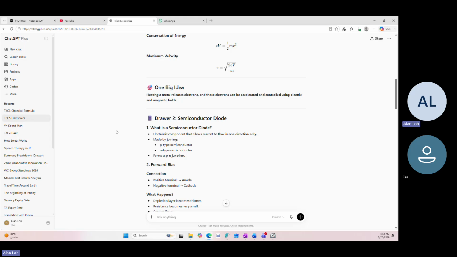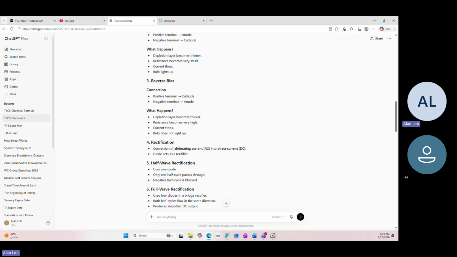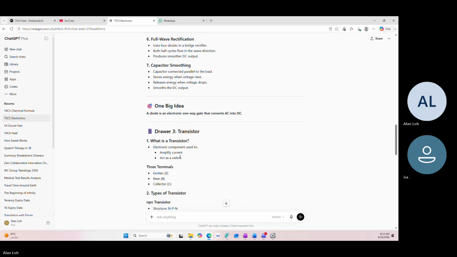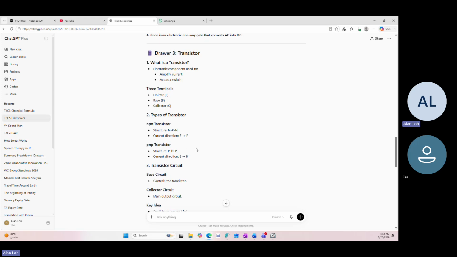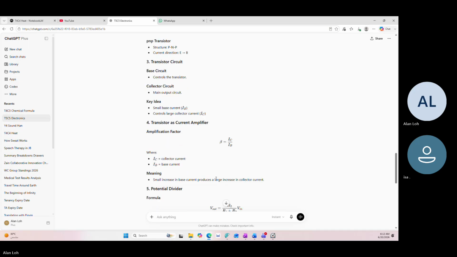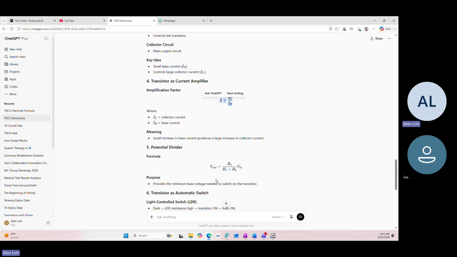So if you go to drawer 2, it's the same. You have forward bias, reverse bias, then rectification, half wave, full wave, and capacitor. Then transistor, with the EBC, the 3 terminals. Then you have some information, the formula. Remember the short formula that I told you? It comes from here. So it's more or less the same, but this is a bit more detailed.